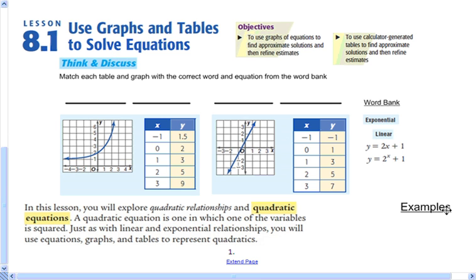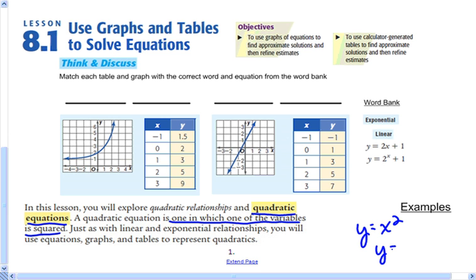A word that you need to know here is quadratic equations. A quadratic equation is one in which one of the variables is squared. Something like this is an example. This is just a real simple one. And if you remember a little bit of work we've done with these, when you graph these, they make a parabola.